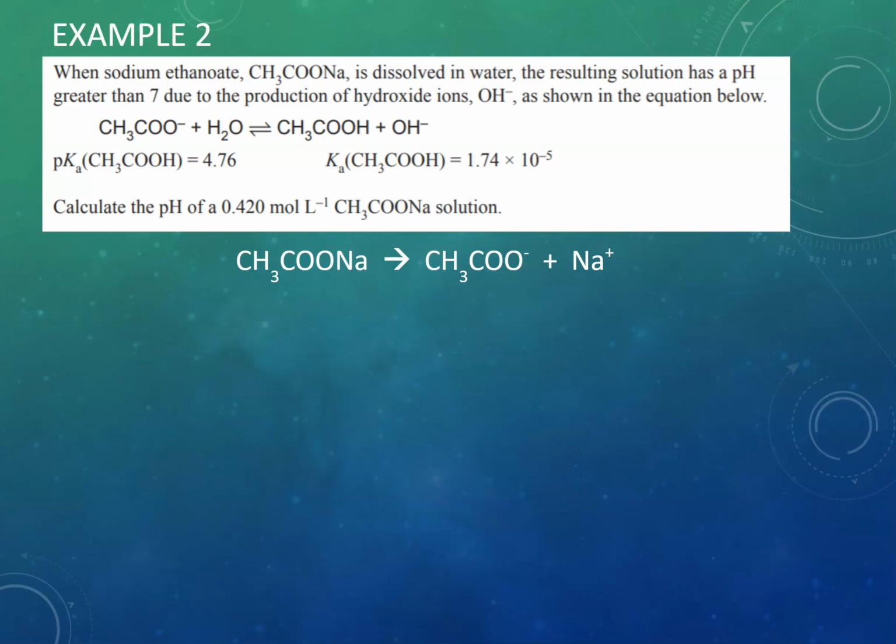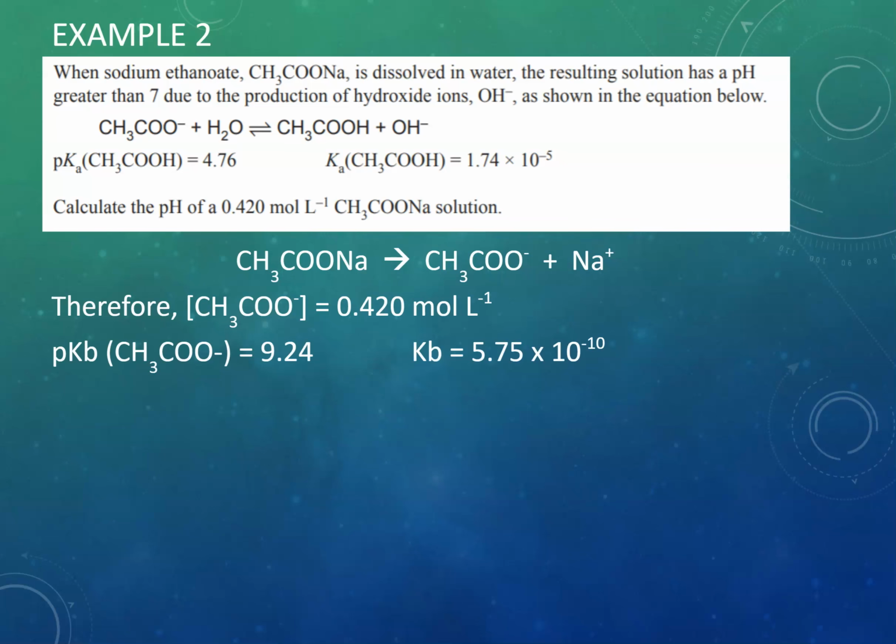So the first thing is when I take sodium ethanoate and I dissolve it in water, I get sodium ions and ethanoate ions. And that is a reaction that goes to completion because sodium salts are very soluble in water. The ethanoate then, so I know therefore that my concentration of ethanoate ions is 0.420 mole per litre.